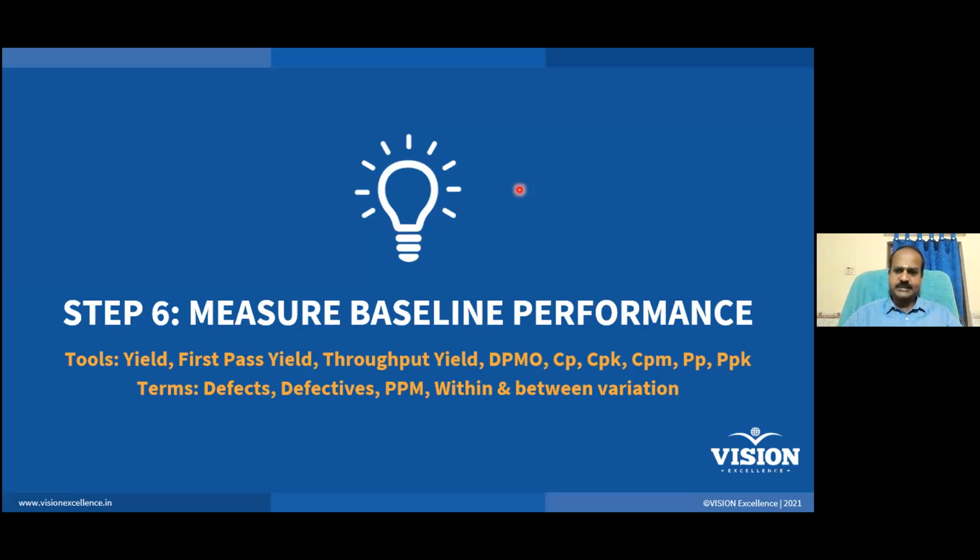So step number 6, measuring baseline performance. Those who have done Greenbelt with us might definitely know half of it, but a few things will be a value addition now. Yield, first pass yield, throughput yield, DPMO, Cp, Cpk, Pp, Ppk, and you can also imagine PPM here. In the process, you will also understand the difference between defect and defectives. And if you know DPMO, you will automatically know PPM, parts per million, and within variation and between variation. This much you will be familiarizing now.